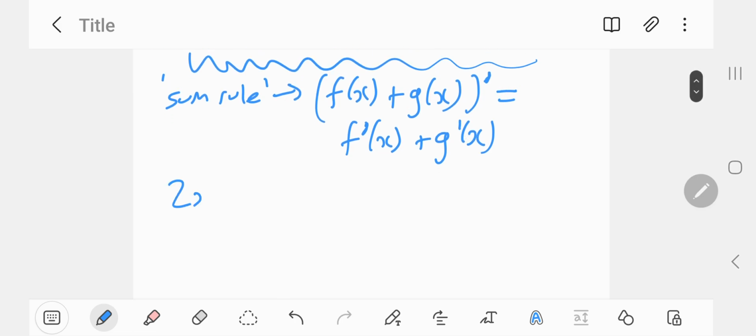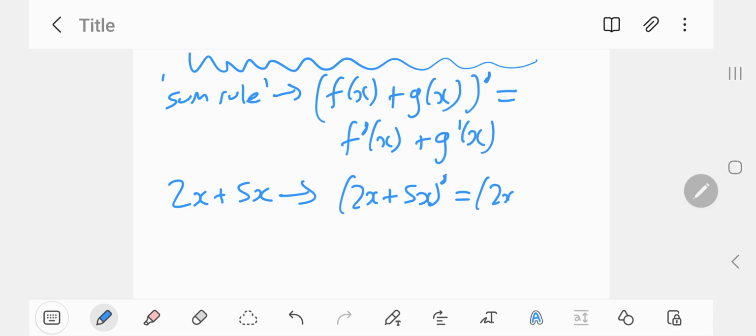So here's an example, 2x plus 5x. Let's find the derivative of this. What we do is we find the derivative of each function. So (2x)' plus (5x)'. And the constant factor rule, if you recall, so for 2x, the derivative of 2x, it's 2x to the 1, right? So you bring down the power, 1 times 2, and you reduce the power, x to the 0. Plus, same thing for 5x, it's actually 5x to the 1, bring down the 1, multiply by 5, reduce the power by 1. And so x to the 0 is just 1, right?